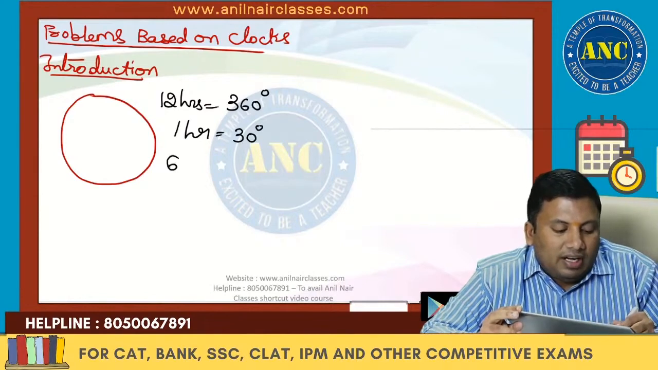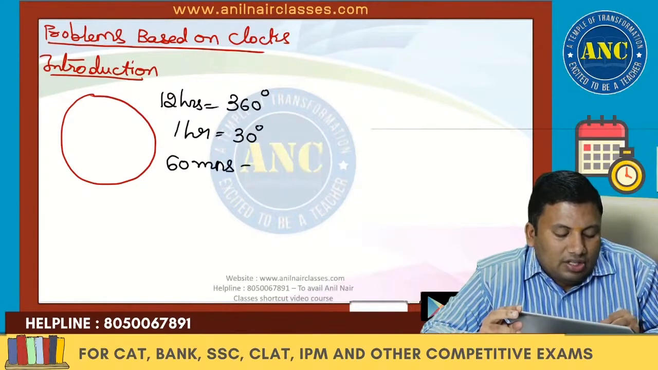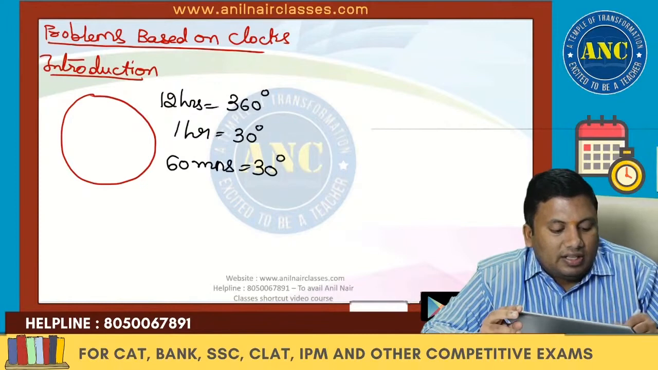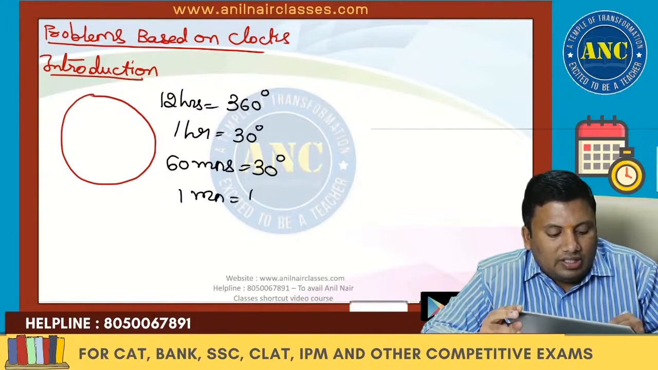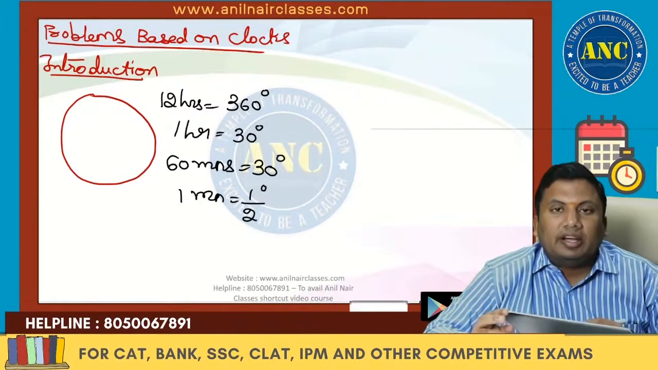1 hour is nothing but 60 minutes. 60 minutes is 30 degrees. So 1 minute is half a degree.